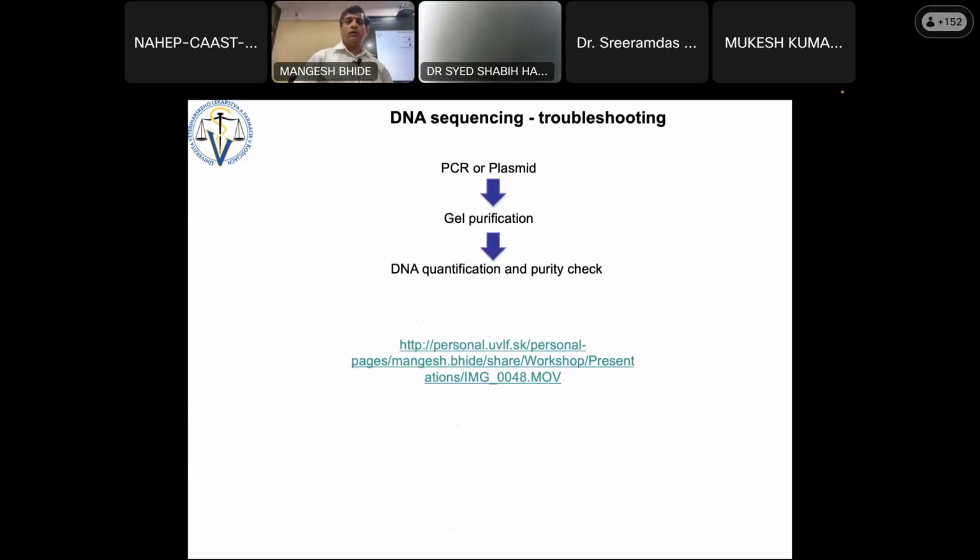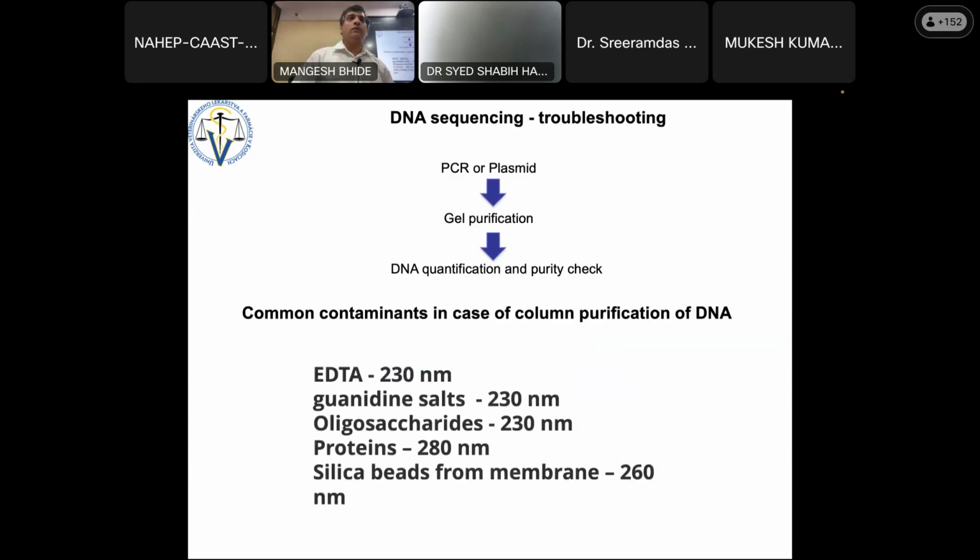Okay, so we saw the buffer system. Now quantification and purity check. I hope that you use the NanoDrop or any spectrophotometer for this. What contaminations can you have? EDTA. If you use TAE or TBE, there you have EDTA. If you use borax, you don't have EDTA. So this contamination is off.